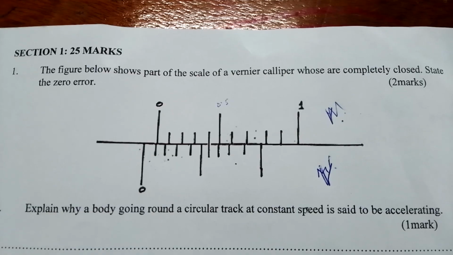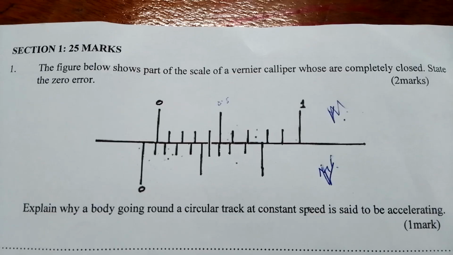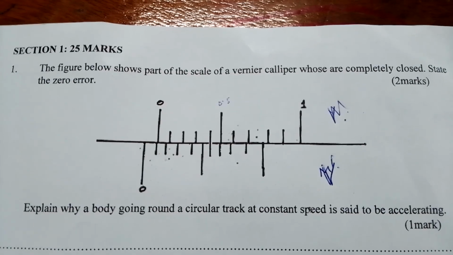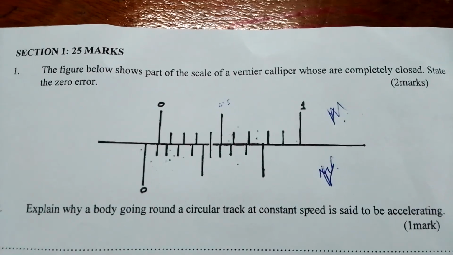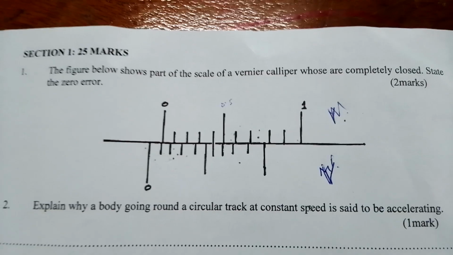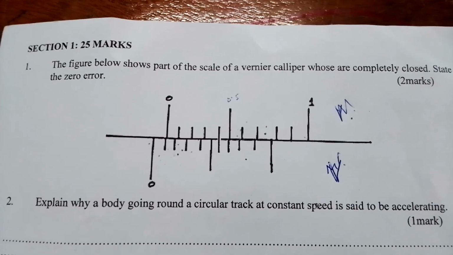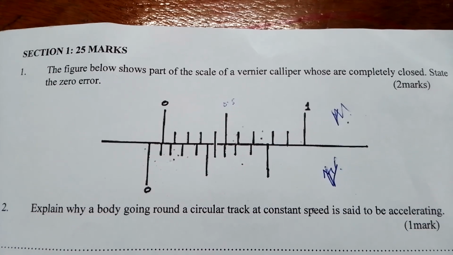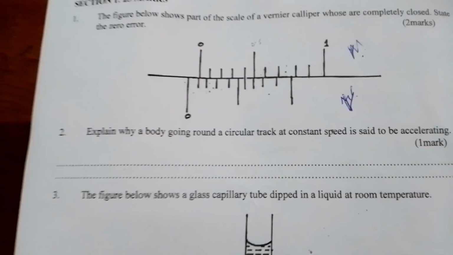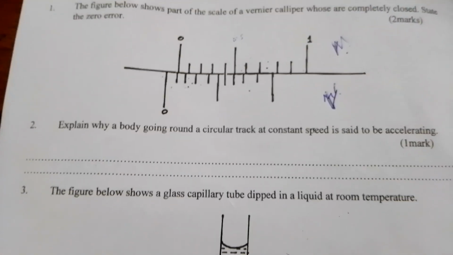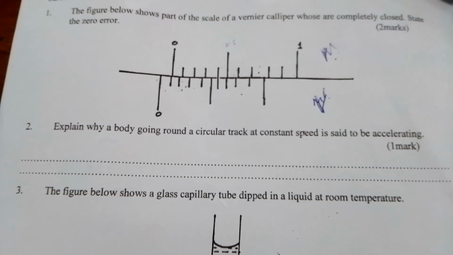1. The figure below shows part of the scale of a vernier caliper whose jaws are completely closed. State the zero error. As you can see, there is a scale in the vernier caliper. So let me just go to question 2.